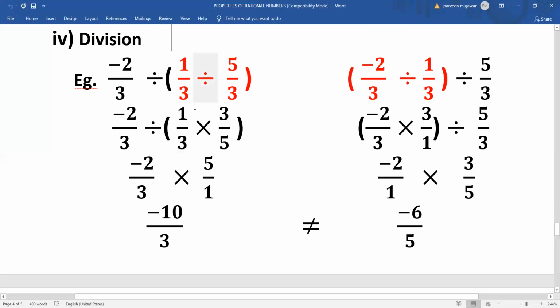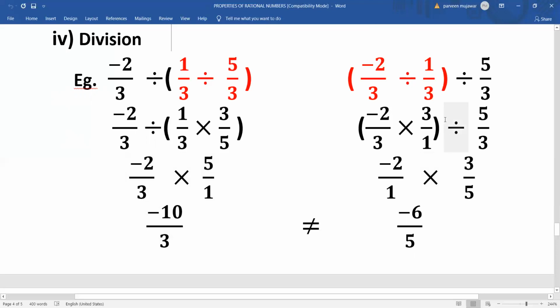So now we have to solve this. So we have to take the reciprocal. Now division, every time whenever division is there, you have to take the reciprocal. So first you have to solve the bracket. 1 upon 3 multiplied by 3 upon 5. So 3 gets cancelled, and your answer is 5 upon 1. But now again here I have done reciprocal. So minus 2 upon 3 into 5 upon 1. When you solve this, you get minus 10 upon 3.